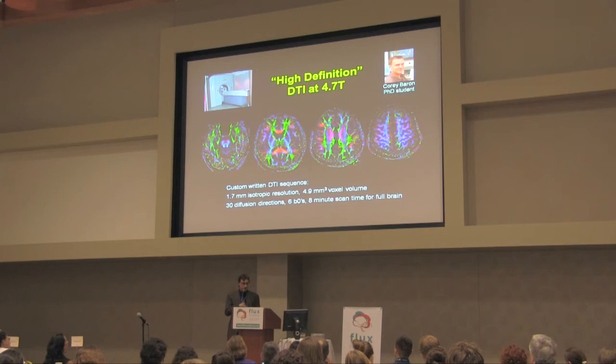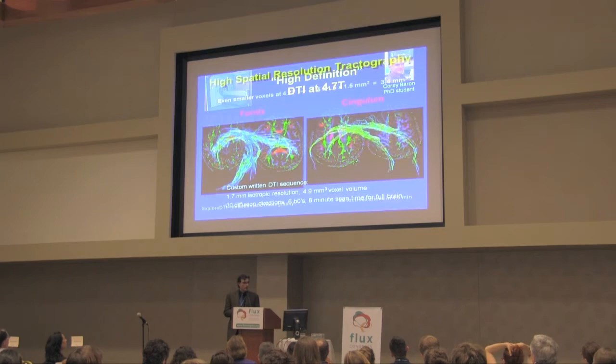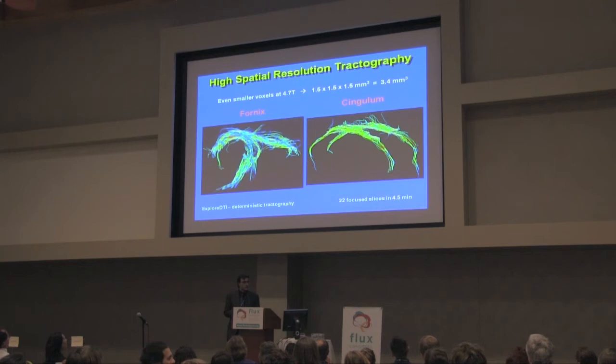And this is a custom written DTI sequence, which has 1.7 millimeter isotropic resolution, 30 diffusion directions in about 8 minutes for full brain, and can make very nice tractography of very difficult tracts to tract, such as the fornix and the cingulum. This is actually going even further to 1.5 millimeter isotropic DTI. So I think that this will be another avenue forward for those that have access to high field scanners and more signal to really push our measurements to the limit of these white matter tracts.